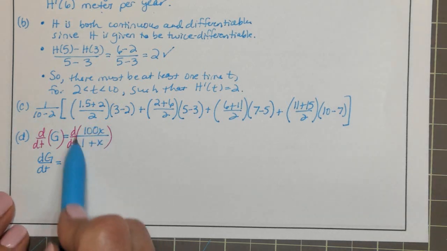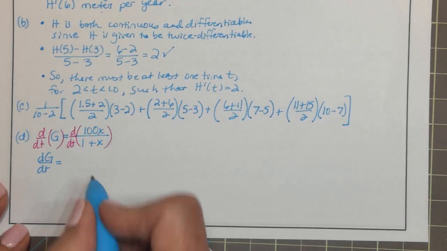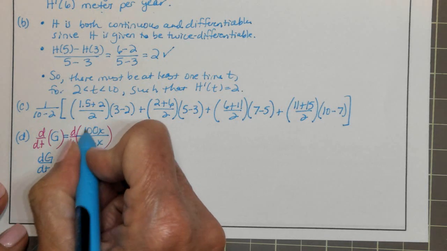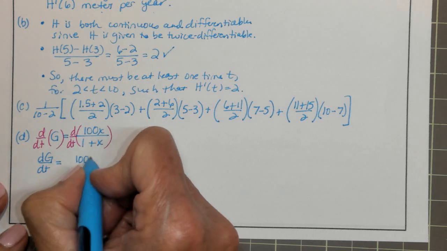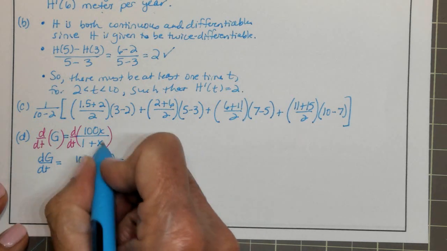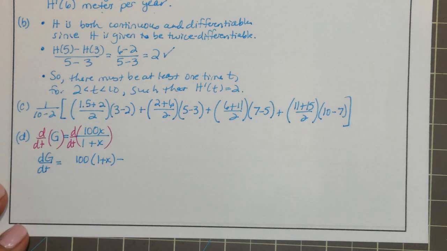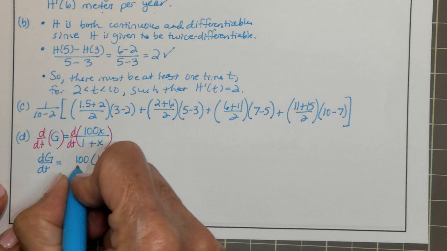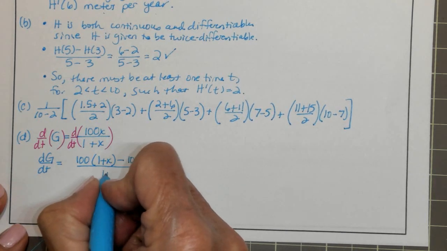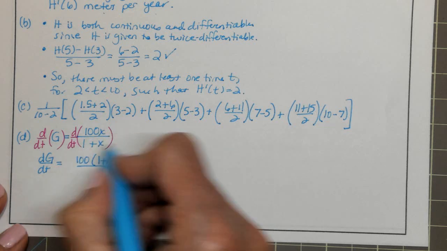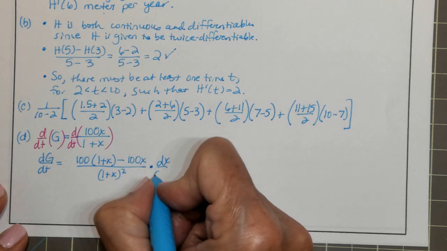So first derivative with respect to x. So quotient rule, 100, start up on top, take the derivative, 100 times the bottom left alone, minus the derivative of the bottom, which is just 1 times the top left alone, over the bottom left alone but squared, and then I'm multiplying that by dx dt, little chain rule there.